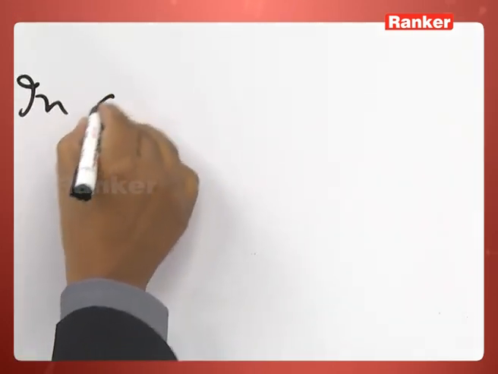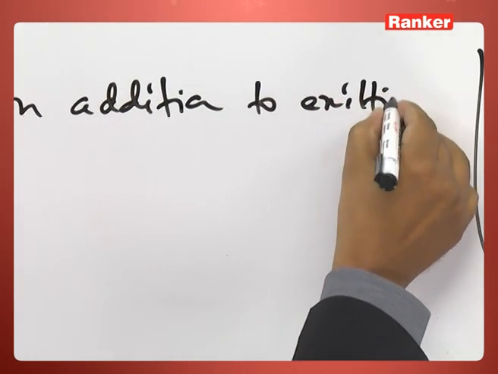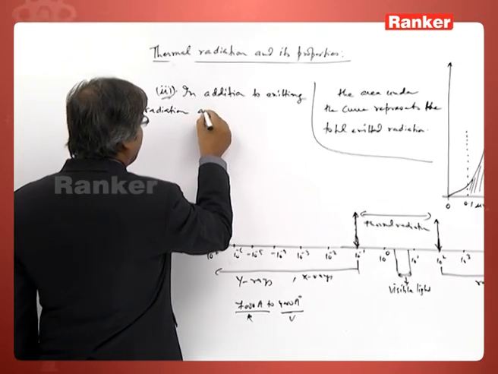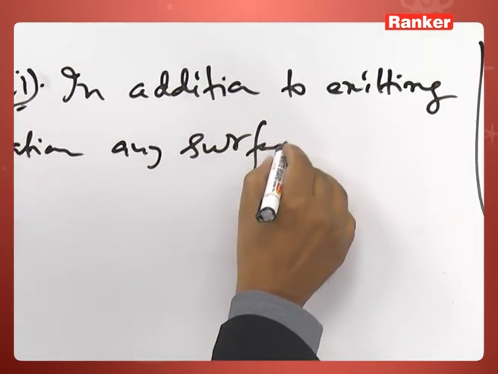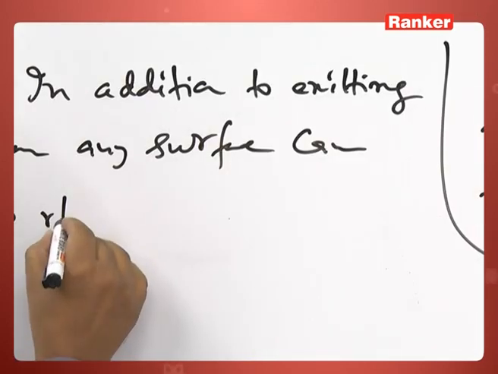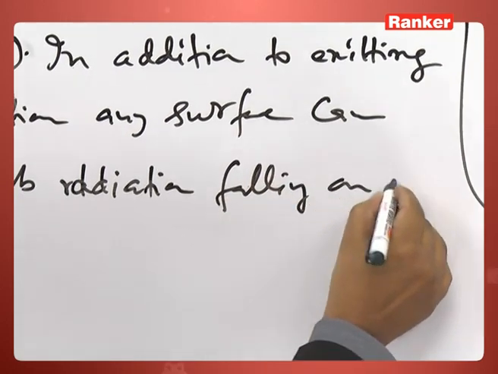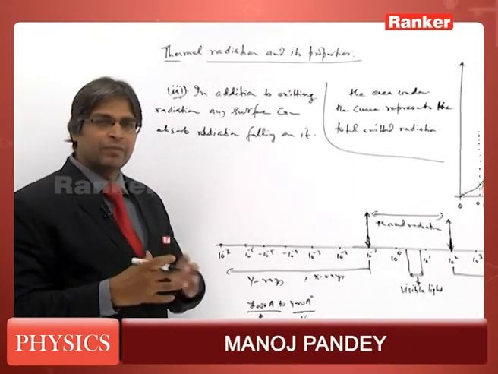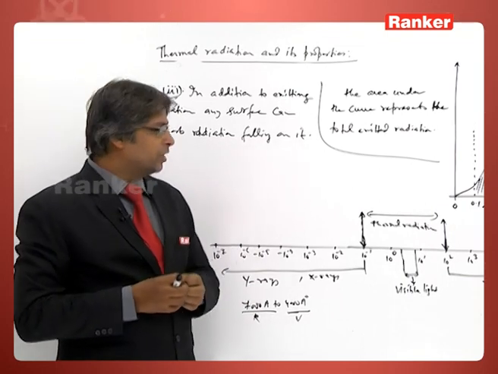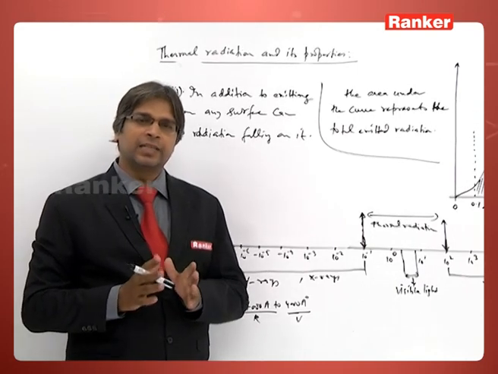Now, in addition to emitting radiation, any surface can absorb radiation falling on it. So, not only can any surface radiate, it can also absorb radiation. So, these are the properties of thermal radiation emitted by any solid or liquid surface.